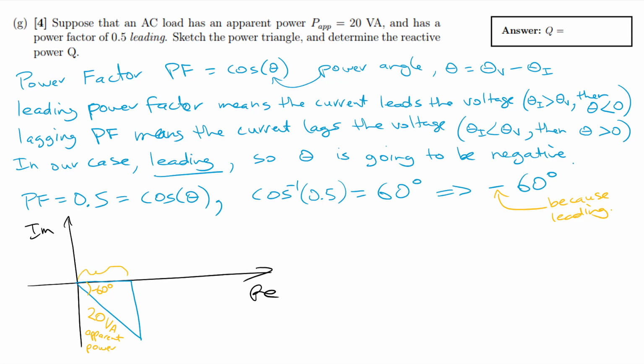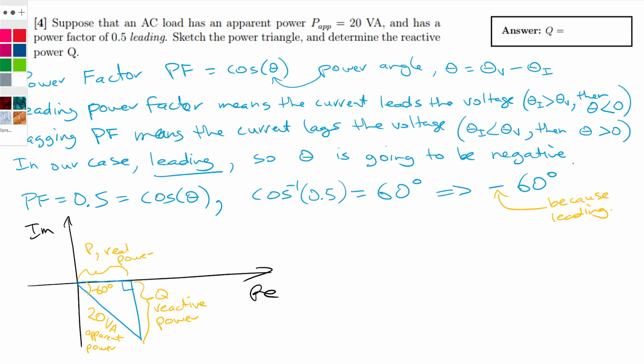Over here, just so that you know, this is P, and that's real power. And this side is Q, and that is the reactive power, and that is what we are supposed to find as an answer, what Q is. So that's the reactive power. And just so we know, this is a right triangle, so we can just use trigonometry to find our answer.